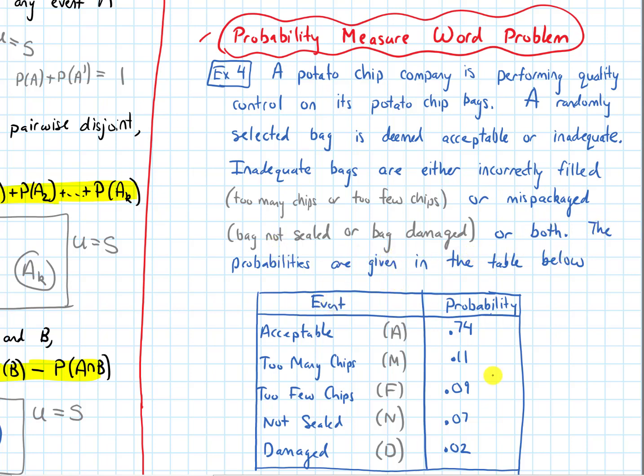So this table lists different events like the bag is acceptable, which has probability 0.74, or the bag is not sealed, which is probability 0.07. And each of these events I've labeled with a letter. So for example, A for acceptable, M for too many chips, F for too few chips, and so on.